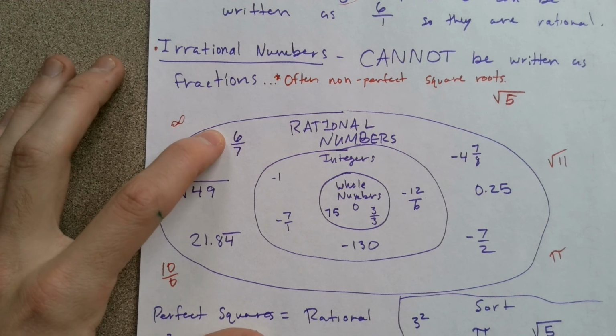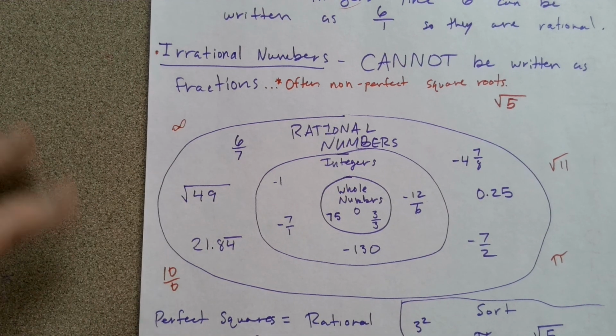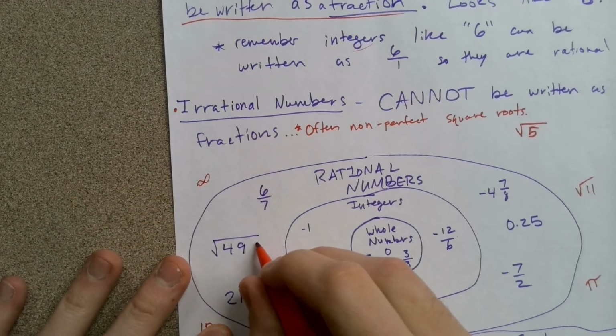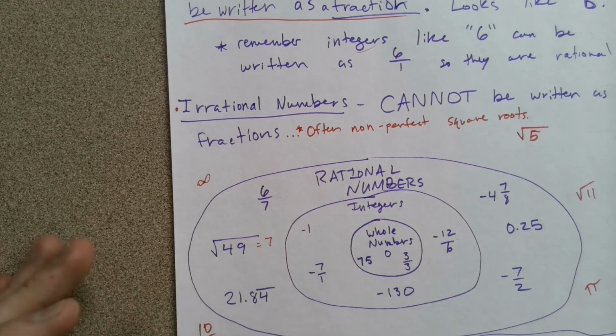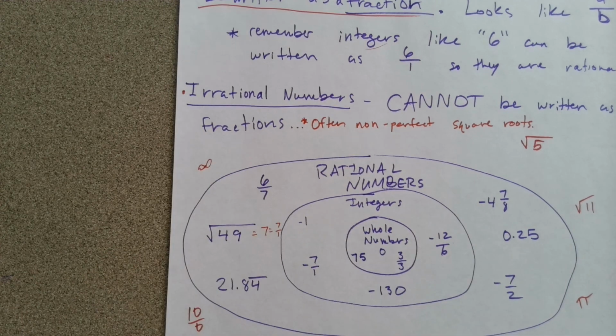This right here is already written as a fraction. Right here, this is the square root of 49. Well, what is the square root of 49? That is equal to 7. Can 7 be written as a fraction? Well, yes, it can. 7 over 1. Another rational number.